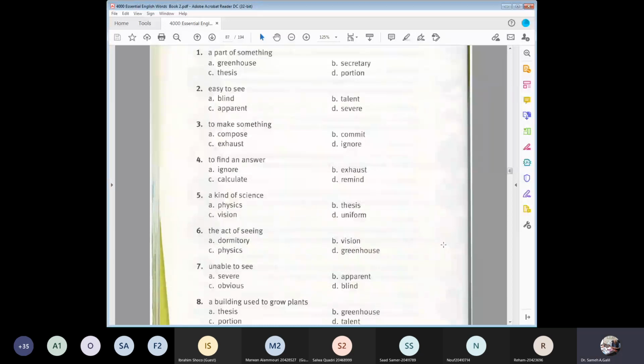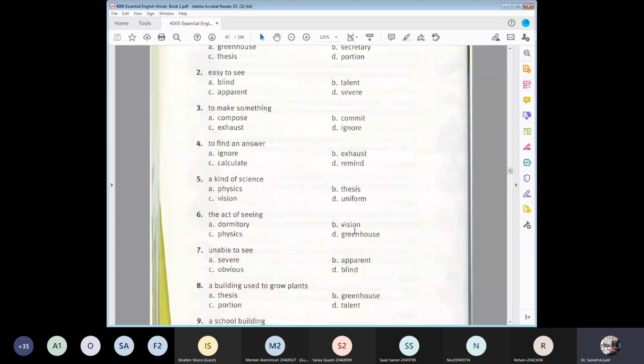So, a part of something. Portion. So a part of something is a portion of something. We talk about pizza, we talk even about the material. For example, quiz 2 is in two weeks. What is the portion? What is this part that we should study? Okay, so portion. Let's move to number 2 very quickly.